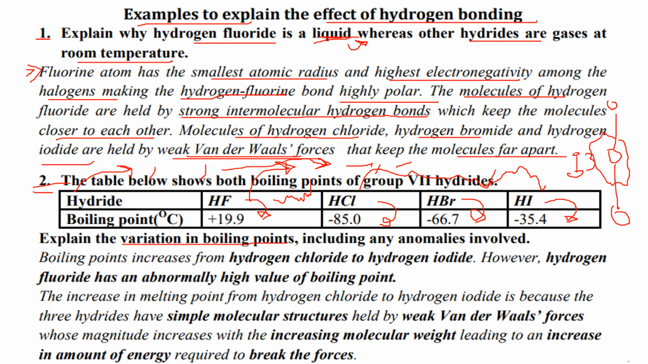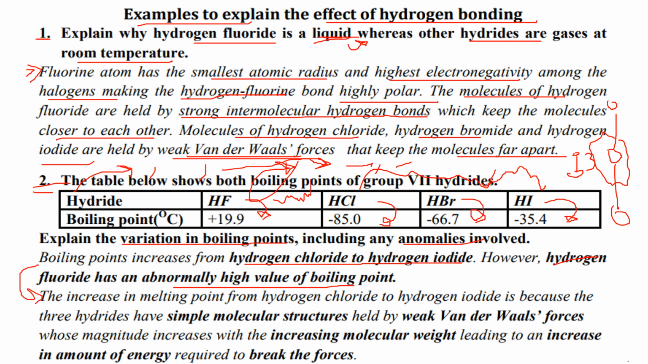Explaining the variation in boiling points, including any anomalies involved, we start by saying that boiling points generally increase from hydrogen chloride to hydrogen iodide, with the exception of hydrogen fluoride. However, hydrogen fluoride has an abnormally high boiling point. So let's start by explaining the general point.